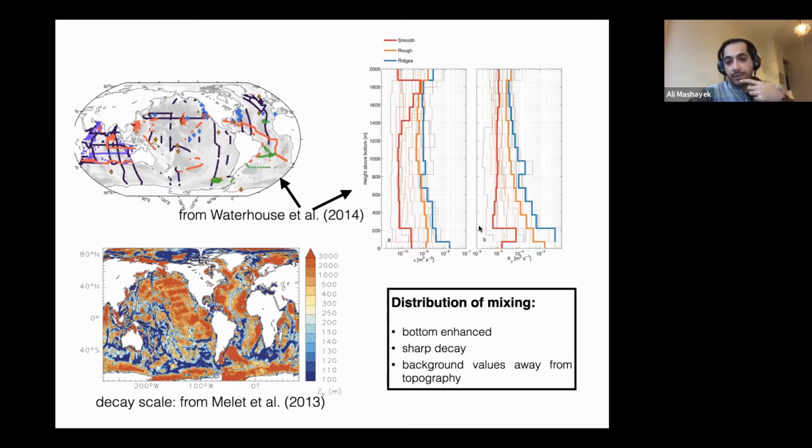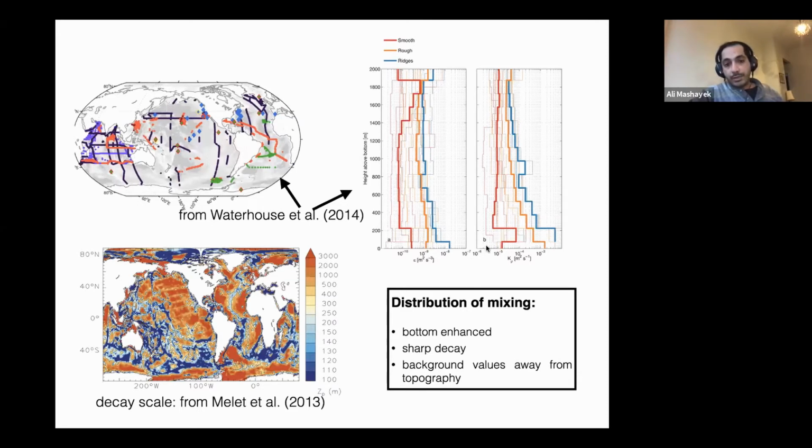And if you look at diffusivity there, over smooth regions, over rough regions, and over ridges, which generate a lot of turbulence, what you find is that away from topography, you don't have 10 to the minus 4. You have an order of magnitude less, but near topography, diffusivity mixing can get much higher. It can be an order of magnitude larger. And so this was an observation that, in the 90s, we started having observations that would show this bottom enhanced mixing and turbulence events through observations.